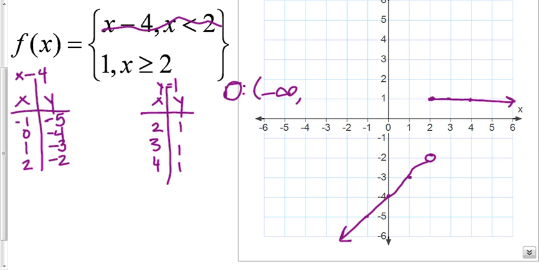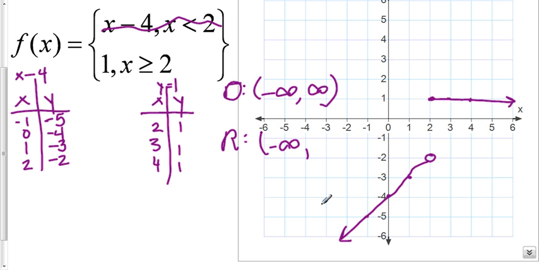Negative infinity to positive infinity. The range values, however, there's a skip here. For the range values, you want to look at the y values, so up and down, how low and how high does your graph go? Well, on the bottom side here, the y values will reach negative infinity.